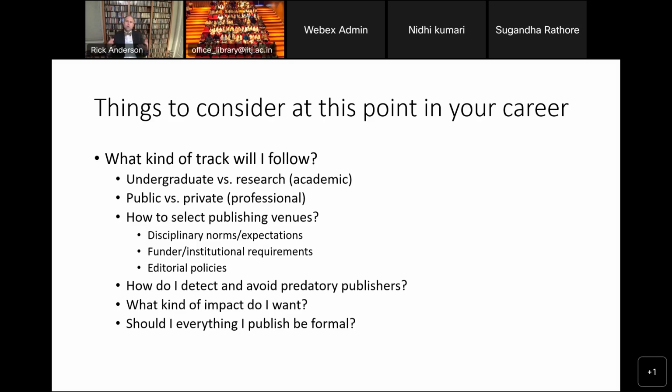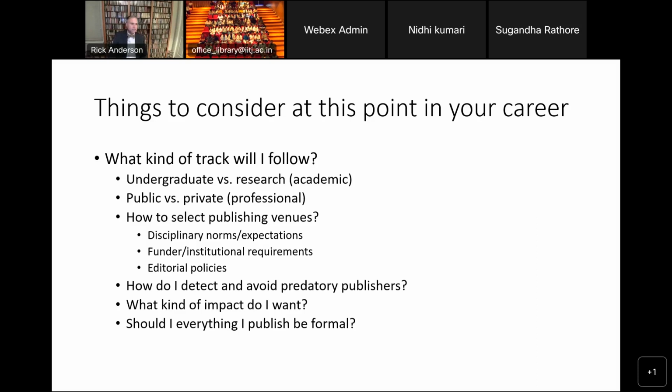What discipline do you want to go into, and how do you see yourself advancing that discipline? Right now, obviously, is the time to be thinking about that, and to be thinking about what the implications of your choices are for the ways that you're going to interact with scholarly communication. And then, of course, the question of how much of what you publish should be formal, like peer-reviewed articles or books, and how much of it should be informal. That's going to depend from discipline to discipline and from job to job.